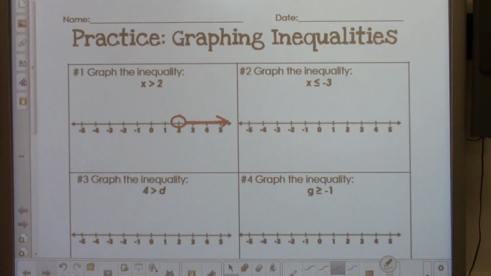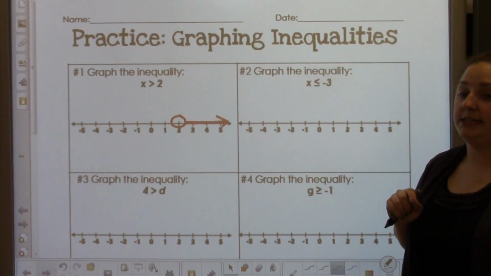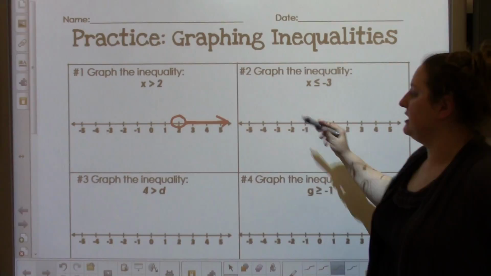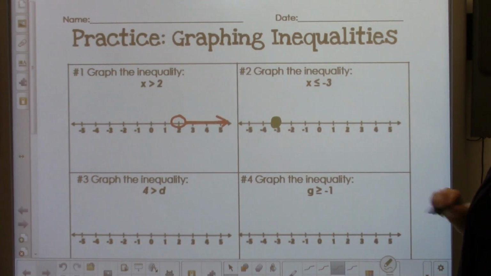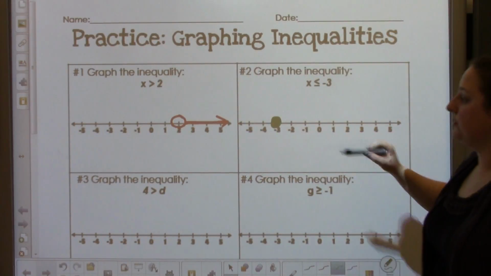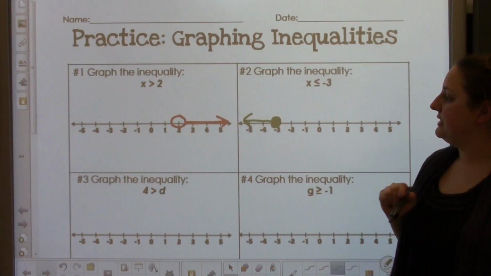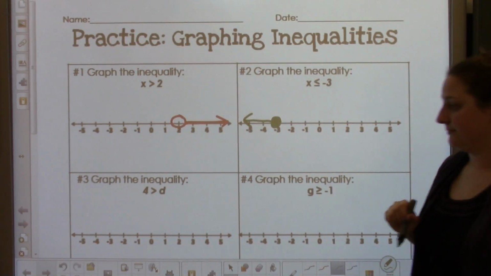X is less than or equal to -3. So at -3 I need a circle, but the question is open or closed? It should be closed because that's "or equal to." It's including -3. All right, x is less than or equal, so we're going to shade the things to the left. We could always double check that -4 is going to be less than -3.